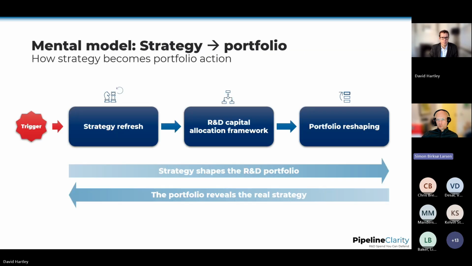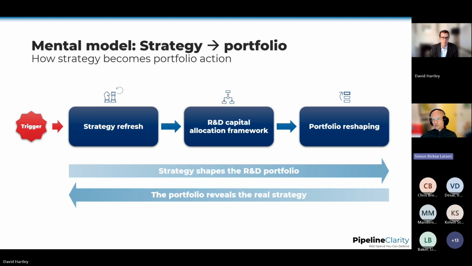And here we'll go over a small case study in the following slides. And here's a small mental model we'd like you to keep in mind. We have that red star shaped thing on the left. So there's some kind of big trigger. Let's say there's a new CEO, new CSO. Often that triggers a strategy refresh. Let's look at where we are actually going with the company. New rules for capital allocation, how we're going to spend capital in the company.